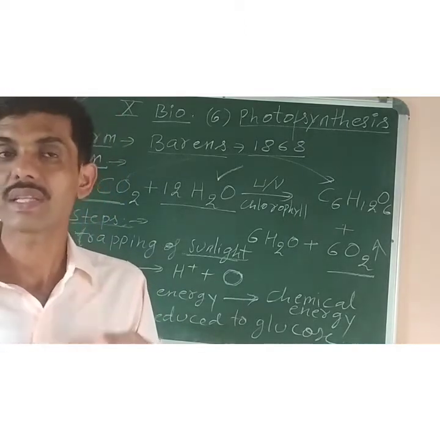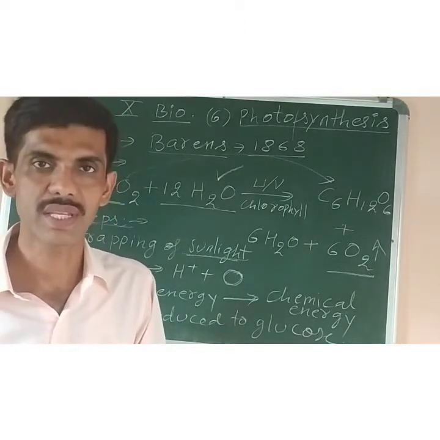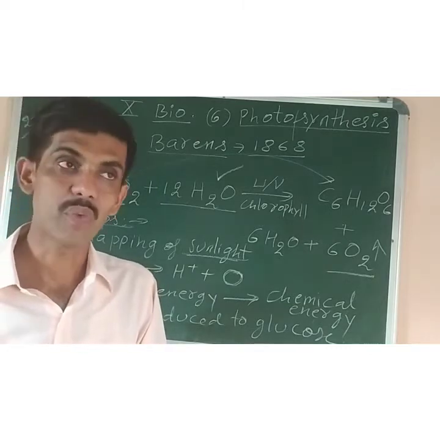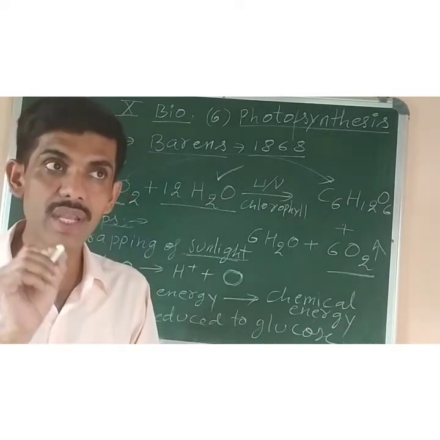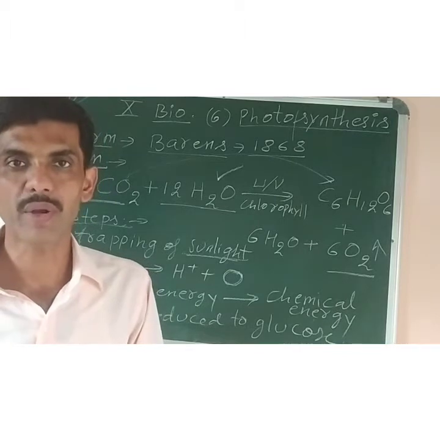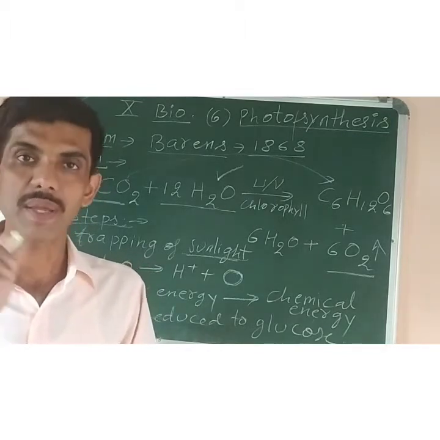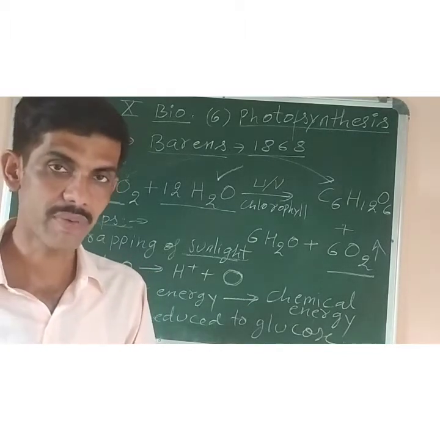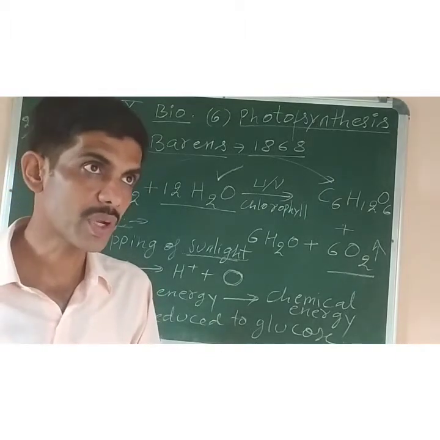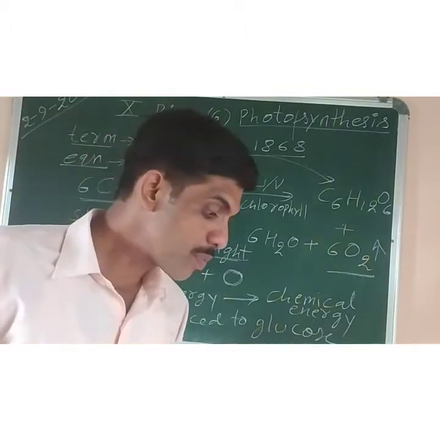So if asked in the question what is the site of photosynthesis, the answer should be leaves. Or which organ is known as the kitchen of the plant, where food is made, the answer should be leaves are the kitchen of the plant. Okay, very important concept. Now the next one is the volume of oxygen.